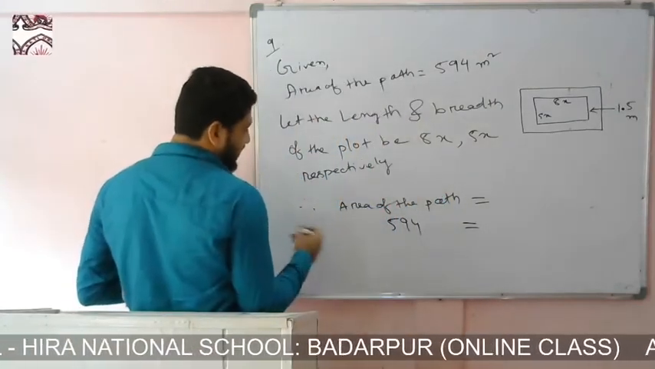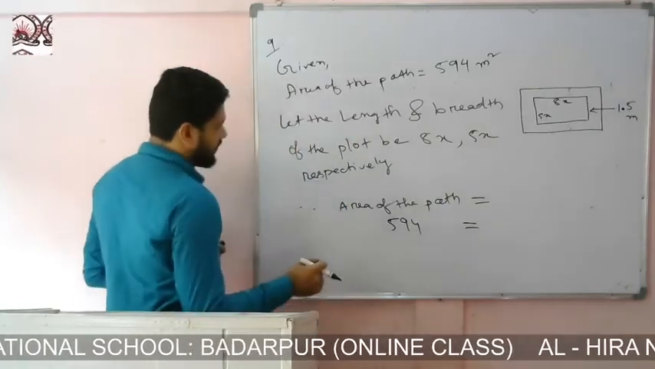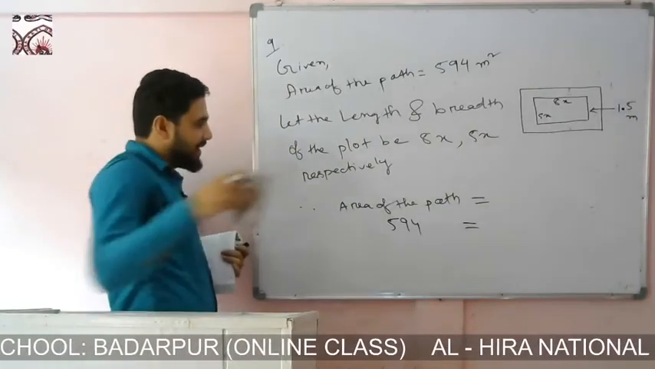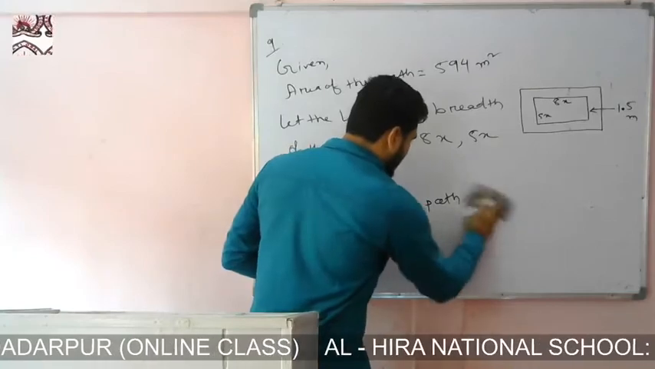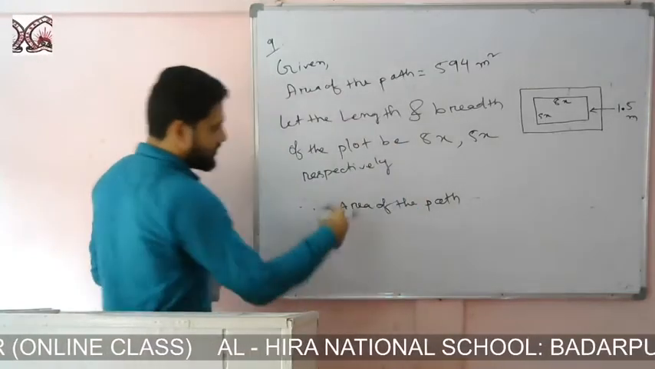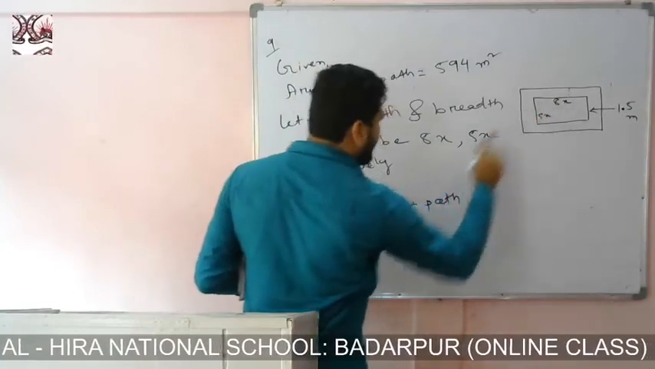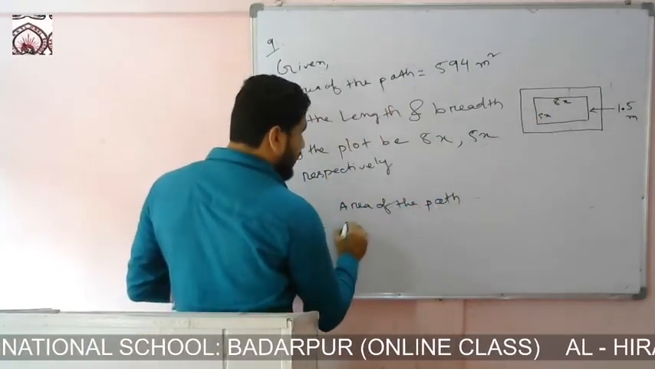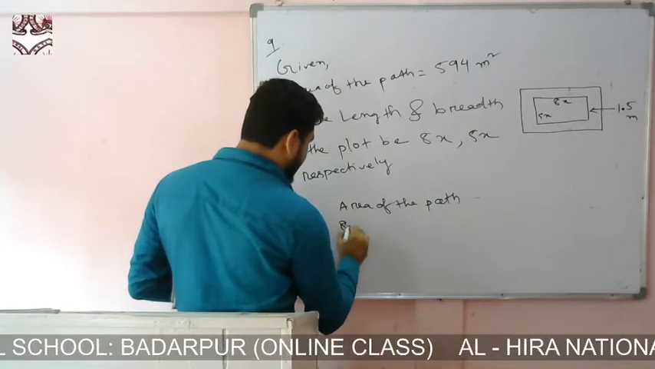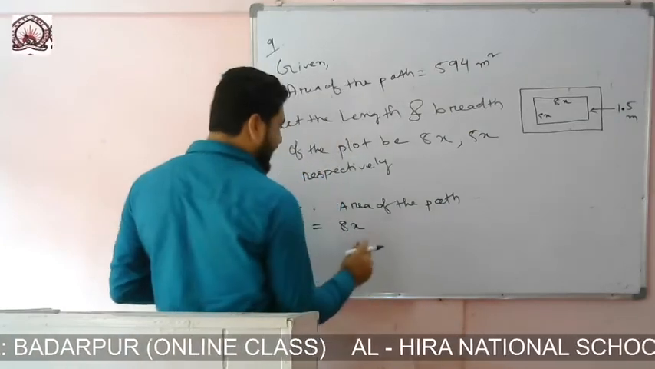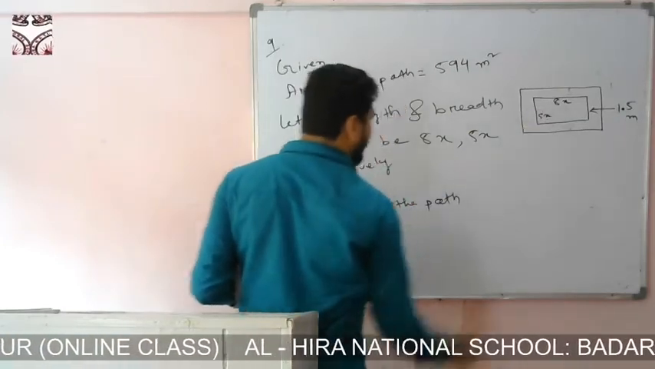Area of the path. Yes, you see, area of the path will be like this. Area of the path will be what? This path will be 8x. That means length. We are finding the length and breadth of this path. Okay.